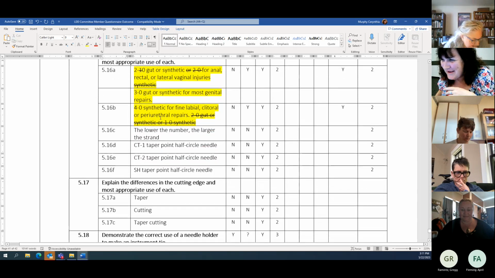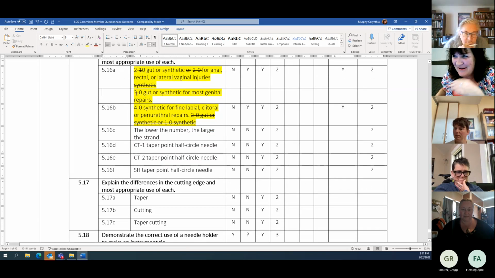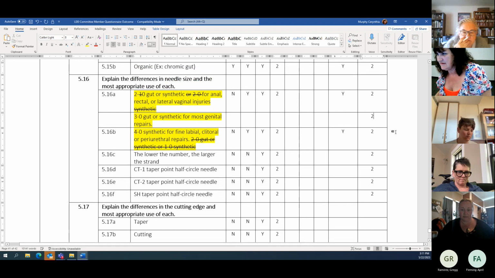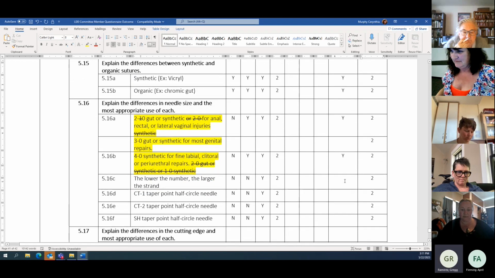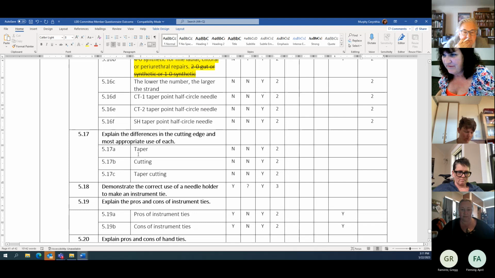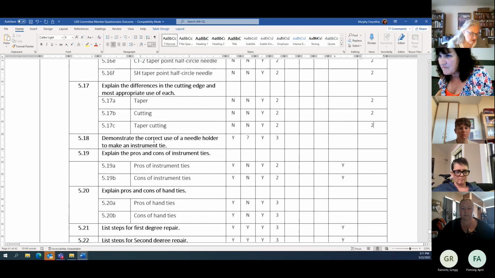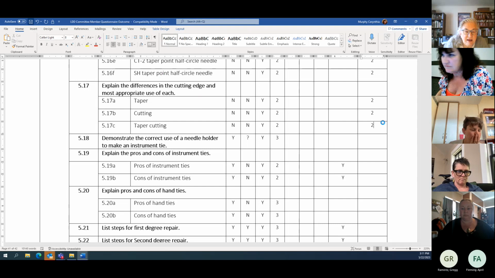Oh, goodness. Okay, so we good? I'll renumber. The lower the number, the larger the strand. So all of these are 2s. Okay. All right. 5.17, explain the differences in the cutting edge and most appropriate use of each. 2s. Okay. And really the only one that they should be using is taper. So I don't know if we want to capture that somehow.